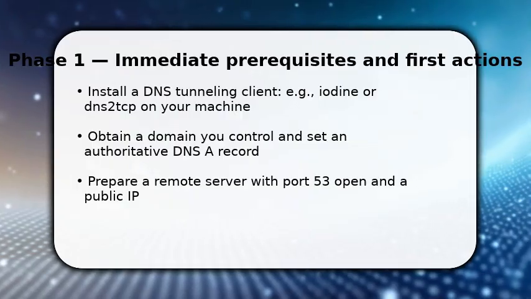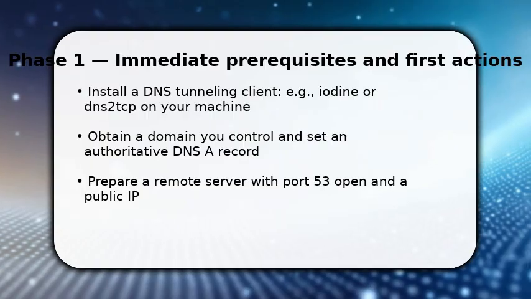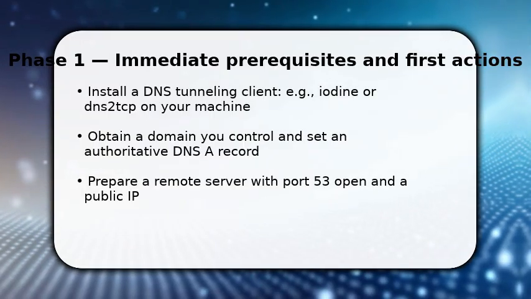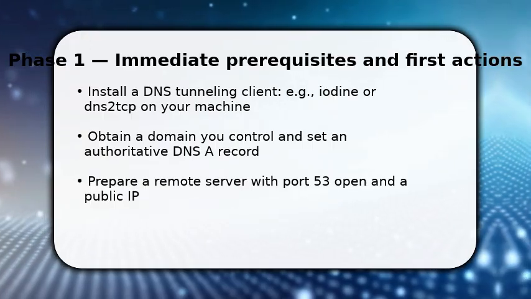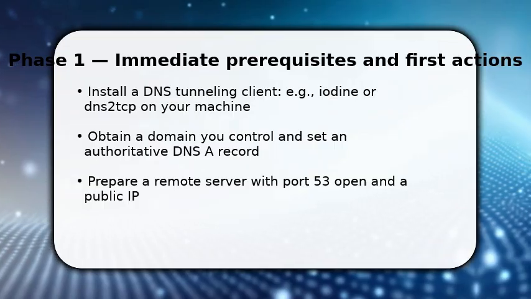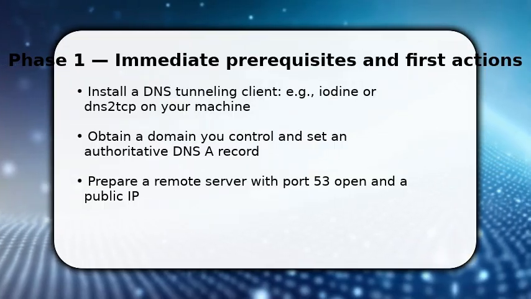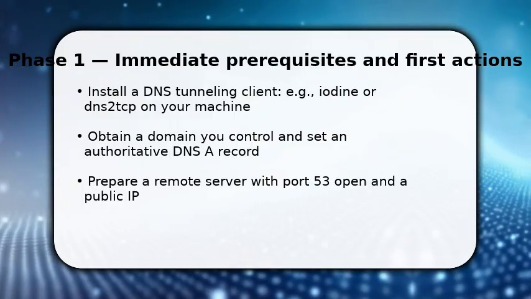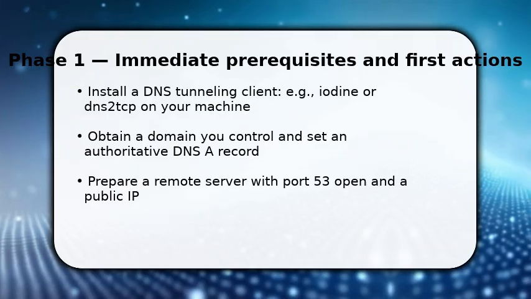You begin by getting the essentials. Install a DNS tunneling client like Iodine now, and make sure you can SSH into your remote host. Configure your domain's authoritative A record to point at that server, because DNS tunneling uses queries to that host. Once done, run the server-side daemon on port 53 so it listens for tunneled requests.